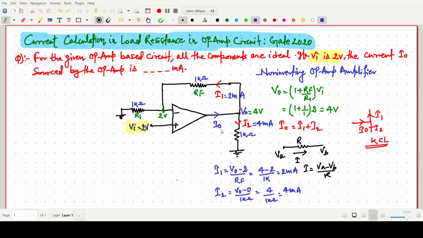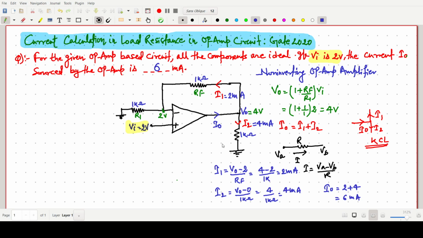Simple concept, KCL we have to apply. So I naught value will be I1 plus I2, so 2 plus 4, which is 6 milliampere. So this is one of the ways to solve. 6 milliampere is the answer.